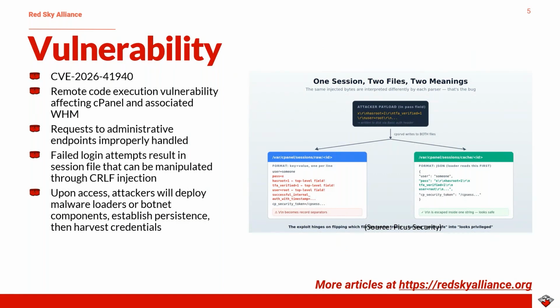Once initial access is gained, attackers will aim to deploy a malware loader and/or Mirai botnet components. They will establish persistence with cron jobs or modified startup scripts, and then work to harvest any available credentials that are stored on the system. The kinds of credentials harvested will be cPanel accounts, FTP credentials, and email logins.